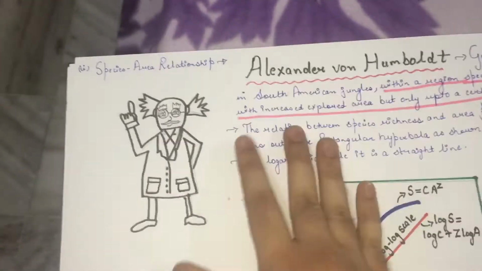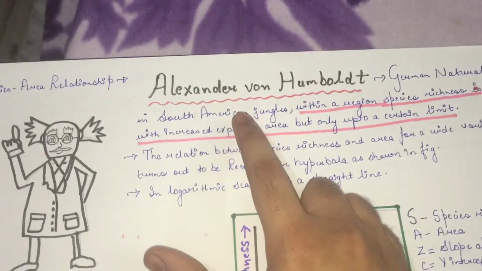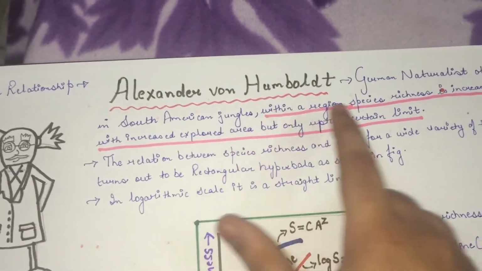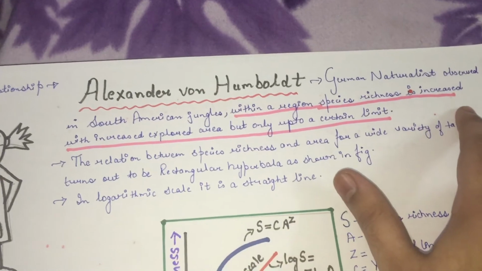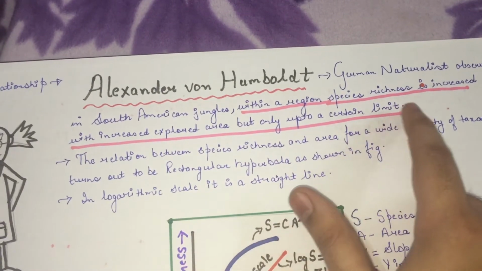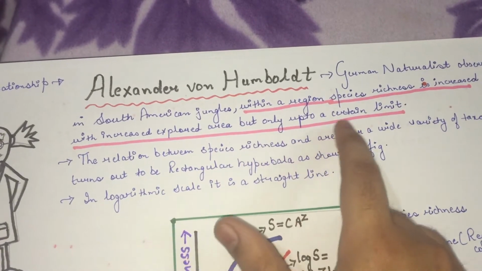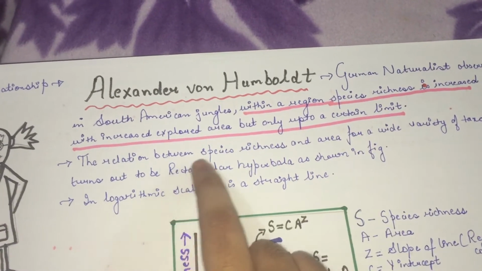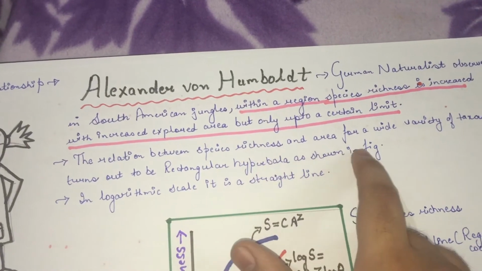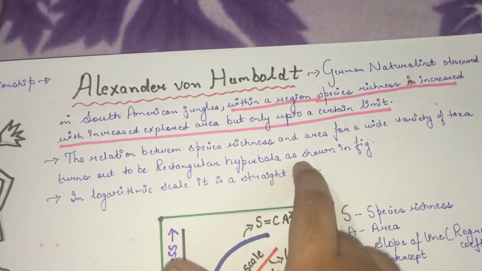Now, species area relationship. Now, there was a naturalist named Alexander von Humboldt. German naturalist observed in South America jungle that within a region species richness is increased with increased explored area, but only up to a certain limit. The relationship between species richness and area for wide variety of taxa turns out to be rectangular hyperbola.